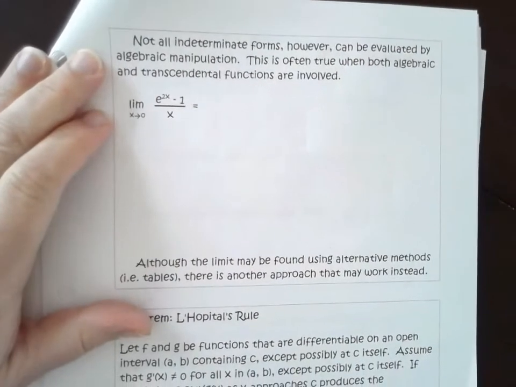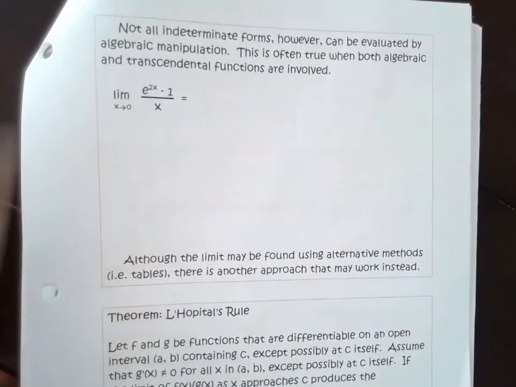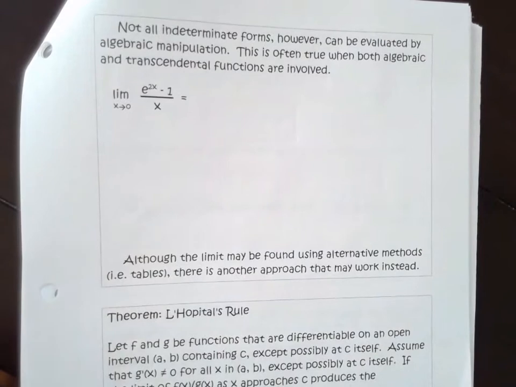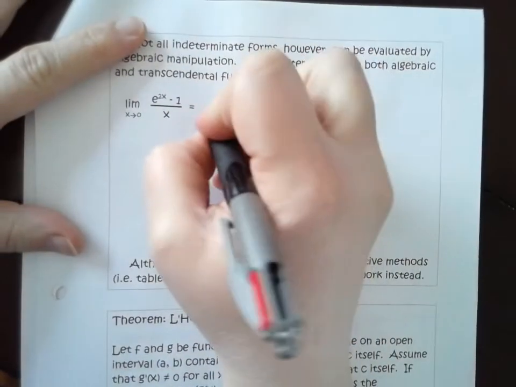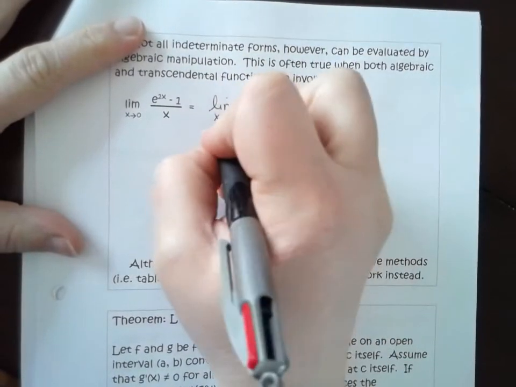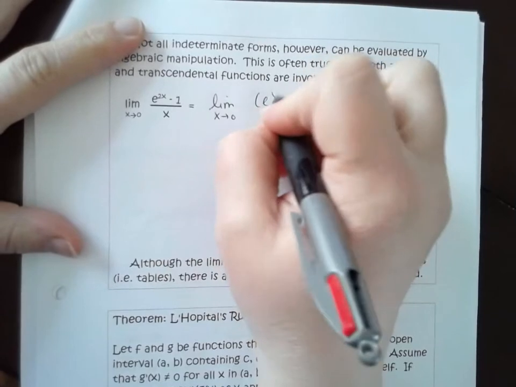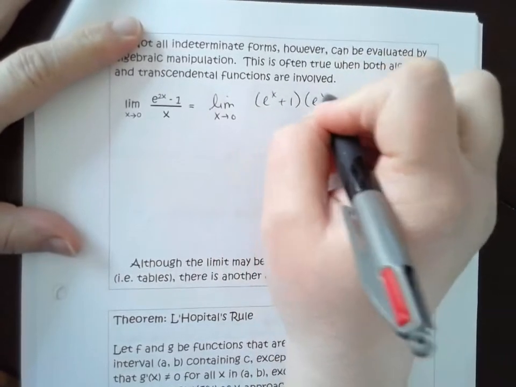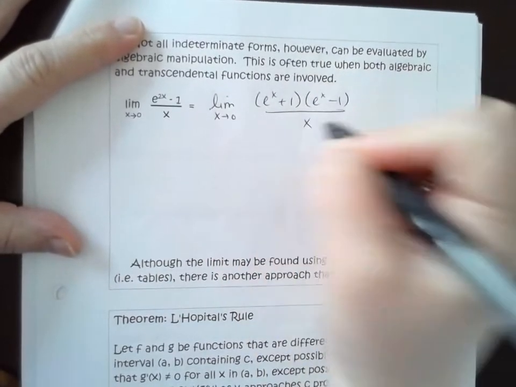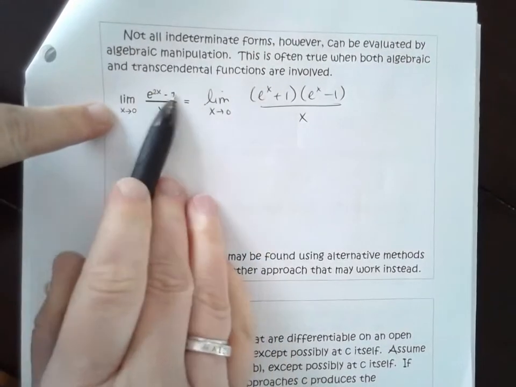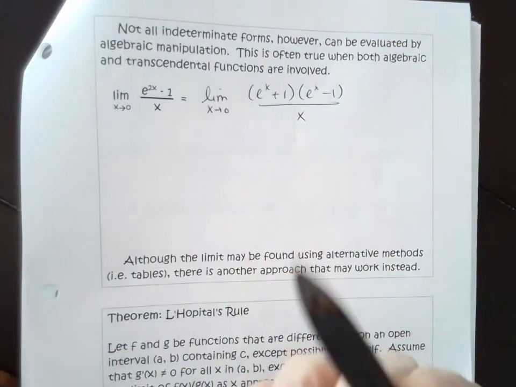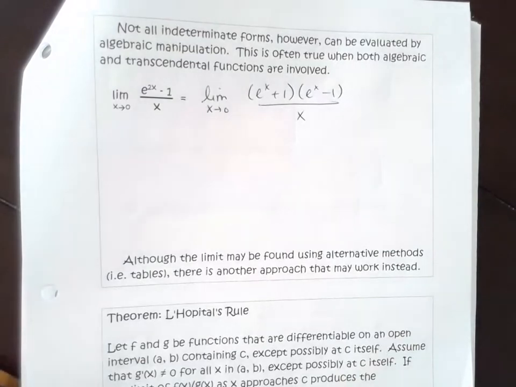Not all indeterminate forms, however, can be evaluated by algebraic manipulation. So you'll see in this example, I can't break this one up. I can't do difference of perfect squares and cancel. It won't work out that way. But if I plugged in 0, I still would get 0 over 0, and it would be a problem.